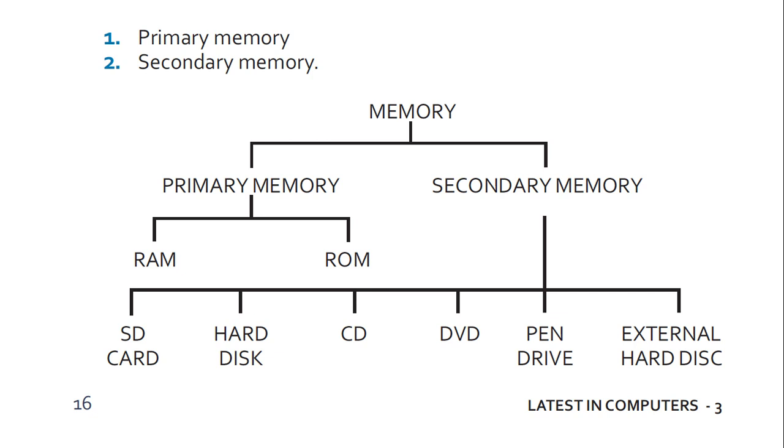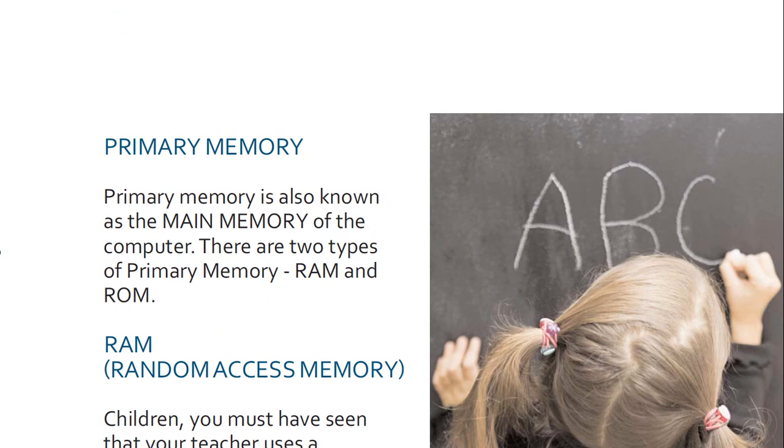So in depth we can see what is RAM, what is ROM. All those things we are going to see in this class. So first, what is primary memory? Primary memory is also known as the main memory of the computer. Without this primary memory, the computer cannot run. Primary memory is classified into RAM and ROM. It is very important to the computer.